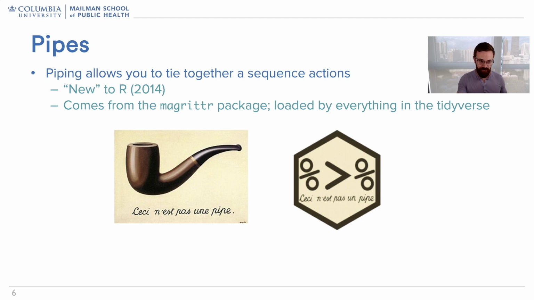And pipes are new to R, new in the sense of being new in 2014, which in R is still pretty new. The beauty of the pipe operation is that it gives a very clear way to chain together a sequence of actions. And I like to point out that this is new because you probably will still come across code that does not use things like this.